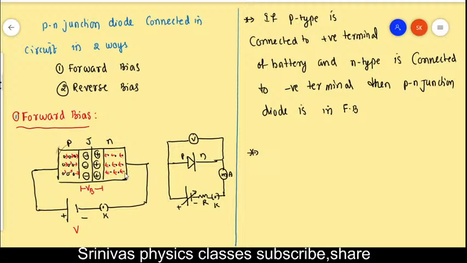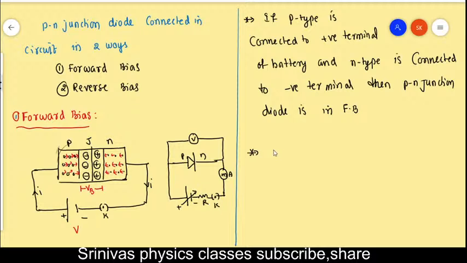More holes enter into the N region and more electrons enter into the P region. Then this process will occur continuously. Some current will be generated, some current passes through this. That means the diode conducts in forward bias.